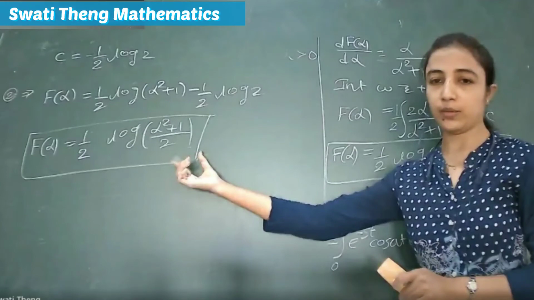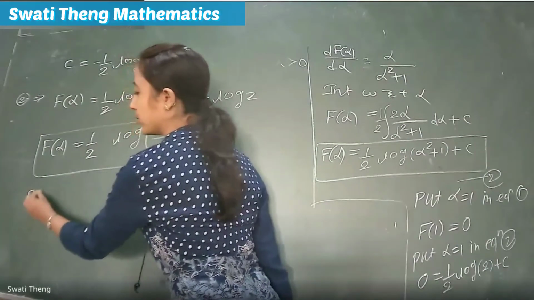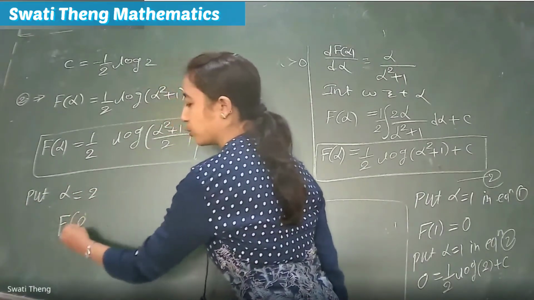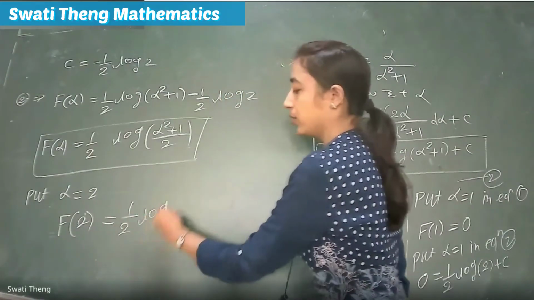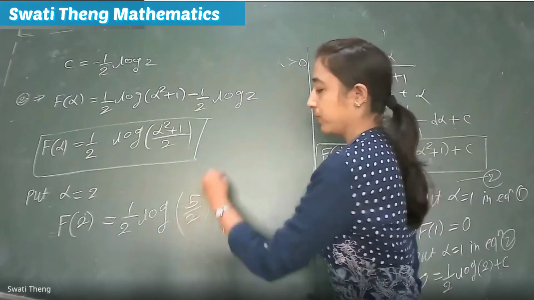Now the next additional question is that we have to find the function at 2. So here put alpha equals 2. So we get the value of f at 2, that is nothing but 1 upon 2 log of, here alpha is 2, so 4 plus 1 is 5, by 2.